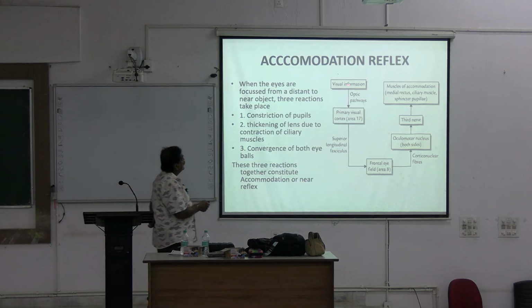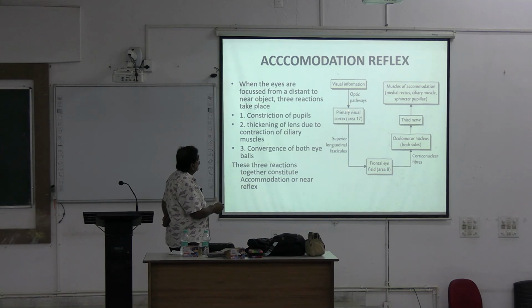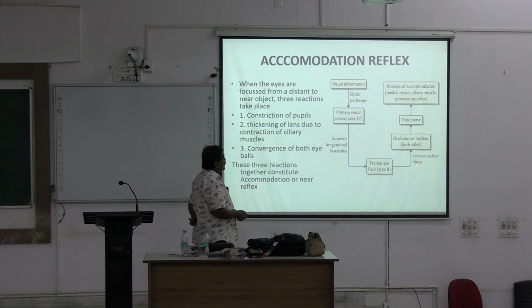Now the visual information: optic pathways, primary visual area, cortical area 17, superior longitudinal fasciculus, frontal eye field area 8, corticonuclear fibers, oculomotor nucleus on both sides, third nerve. The muscles of accommodation are the medial rectus, ciliary muscles, and sphincter pupillae.